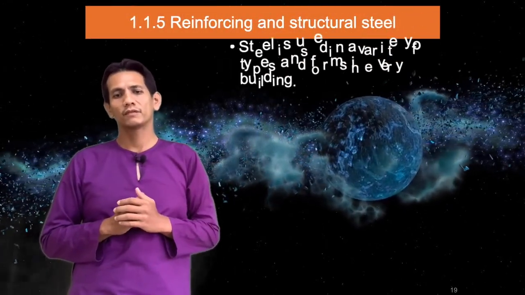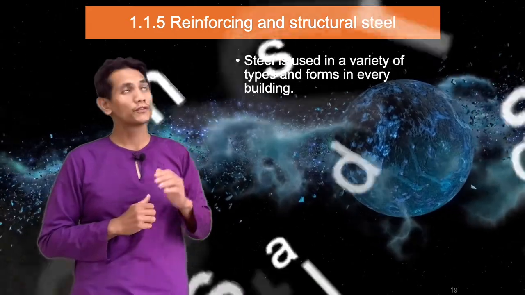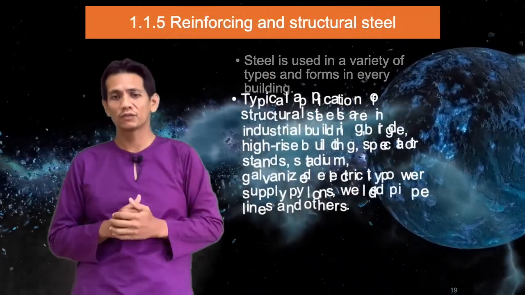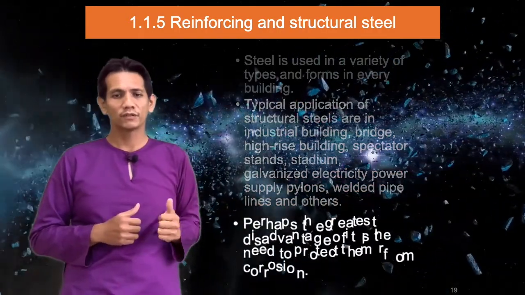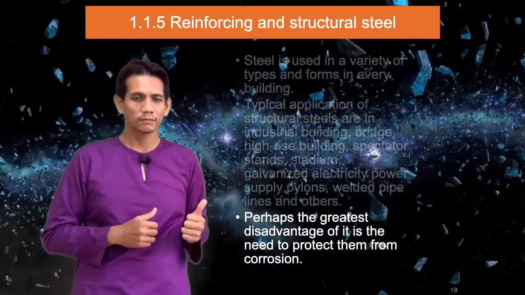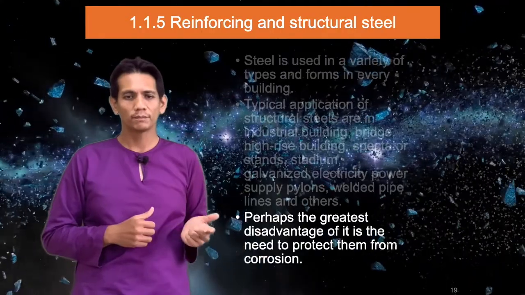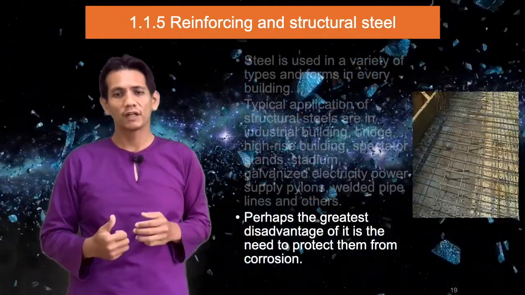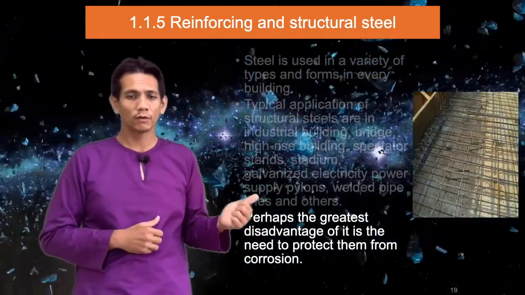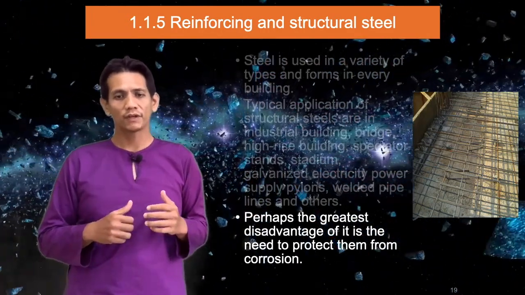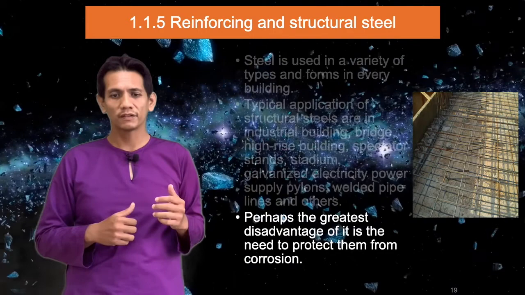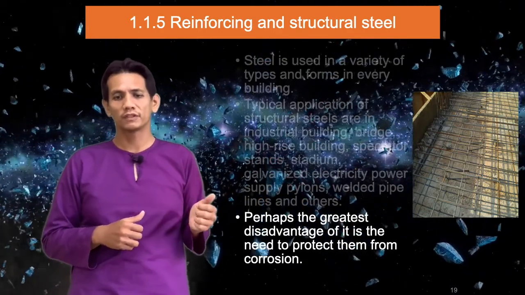Next up is reinforcing and structural steel. Right? Steel is used in a variety of types and forms in every building. Typical applications of structural steel are industrial buildings, bridges, high-rise buildings, spectator stands, stadiums, galvanized electricity power supply pylons, welded pipelines, and others. Perhaps the greatest disadvantage of it is the need to protect it from corrosion.